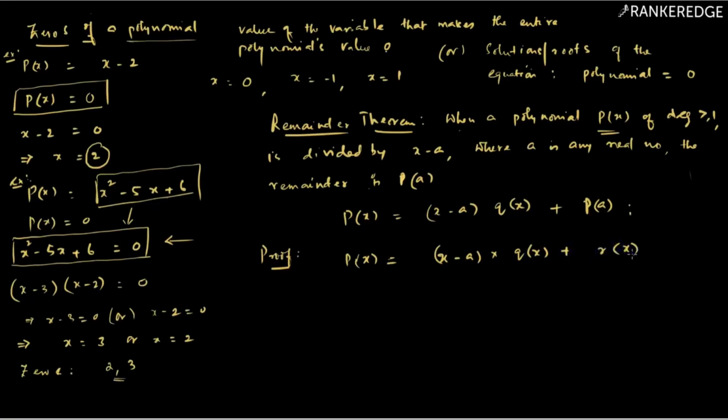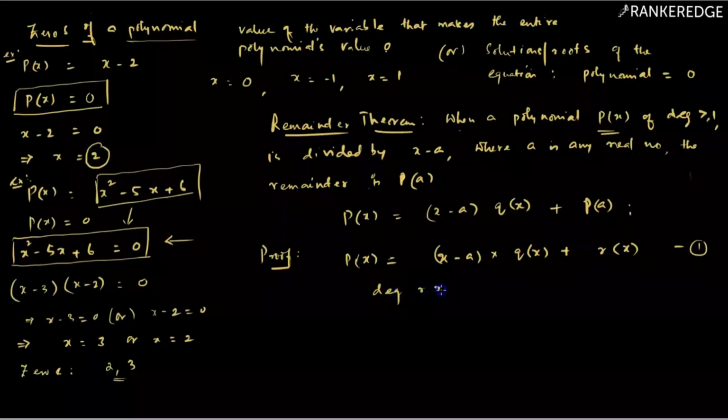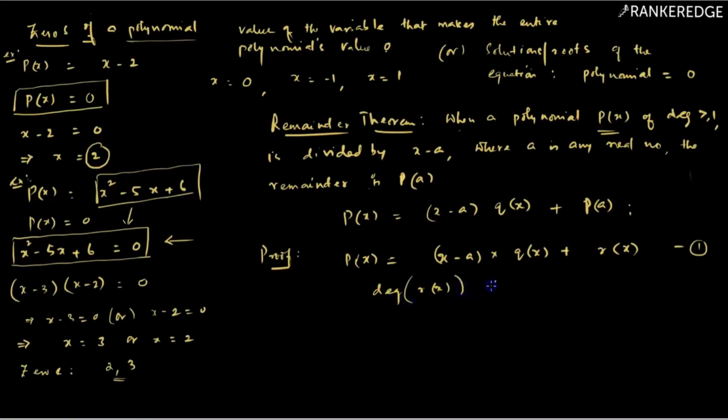Let's assume that the remainder is another polynomial in x, right? Finally, we have to prove that this is p of a. Let's see how to do that. But what do we know here? The relationship between the divisor polynomial and the remainder polynomial. Let's say this is equation 1. Degree of remainder polynomial is certainly less than degree of the divisor polynomial, which is x minus a.